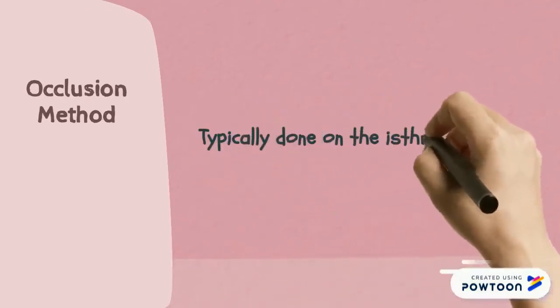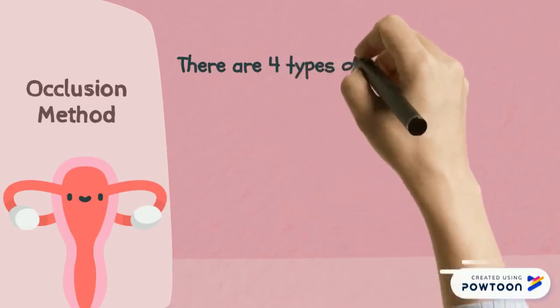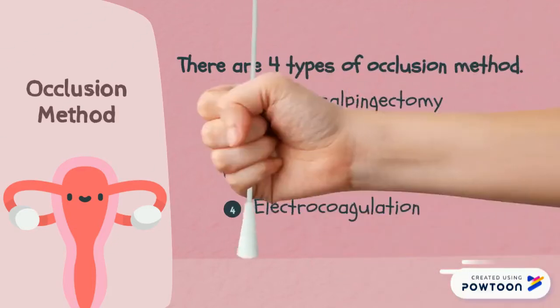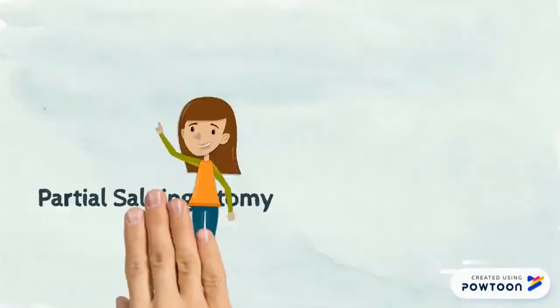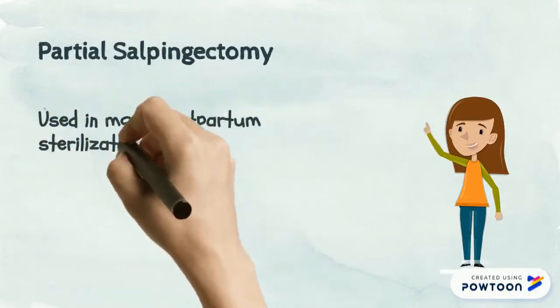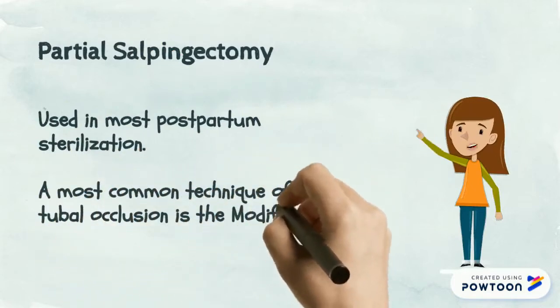The occlusion method is typically done on the isthmic or isthmus position of the fallopian tube. There are 4 types of occlusion method: partial salpingectomy, clips, fallope rings, and electrocoagulation. Partial salpingectomy is used in most postpartum sterilization, and the most common technique is the modified Pomeroy procedure.